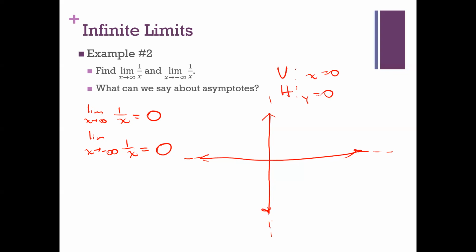So let's try to fill in the rest of this graph, knowing that I have these keep-away lines that I can never achieve. And you've already answered this question for me. When x is positive, what does that mean about y?